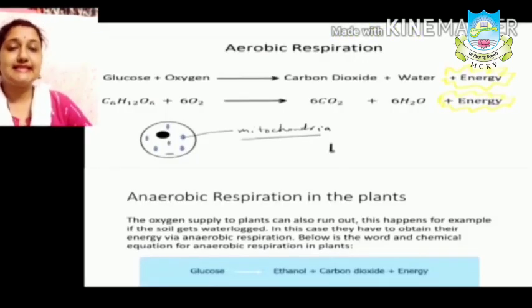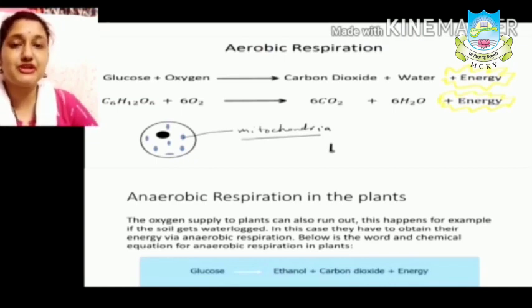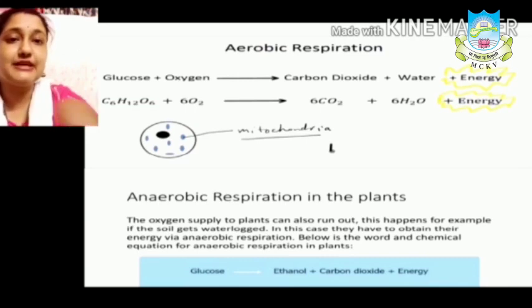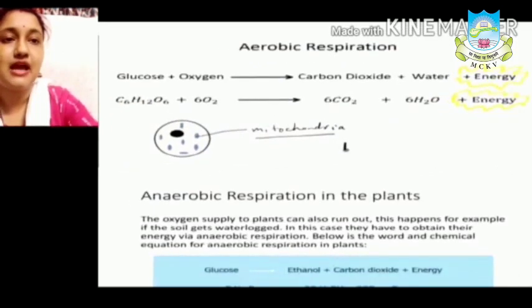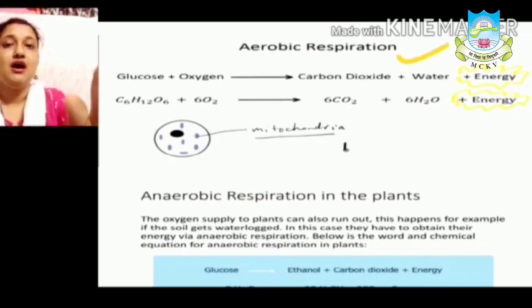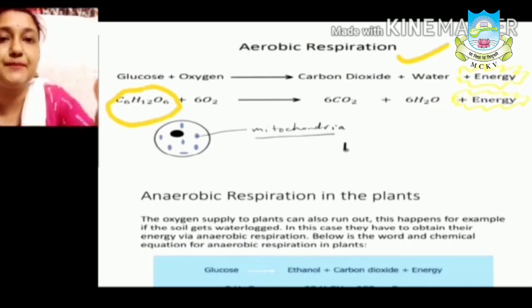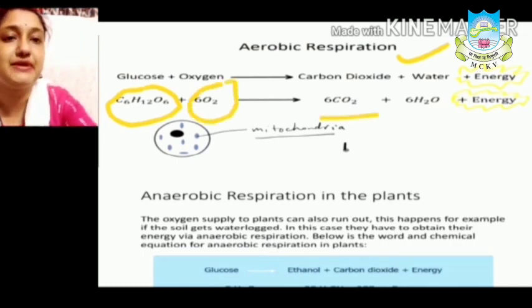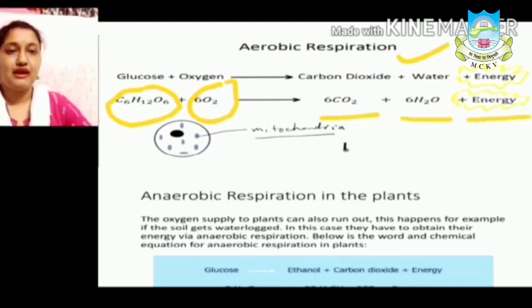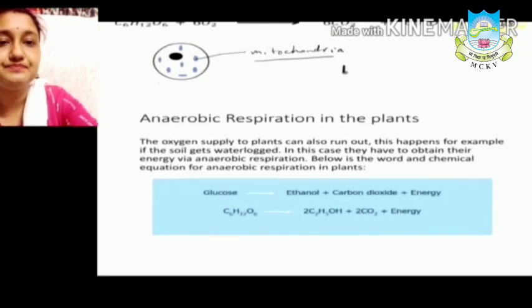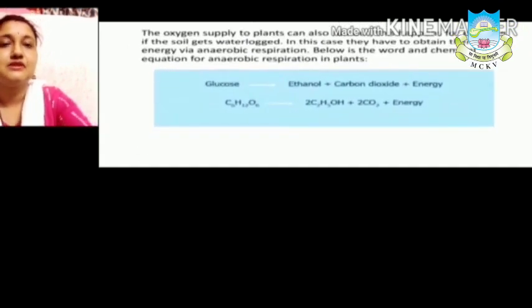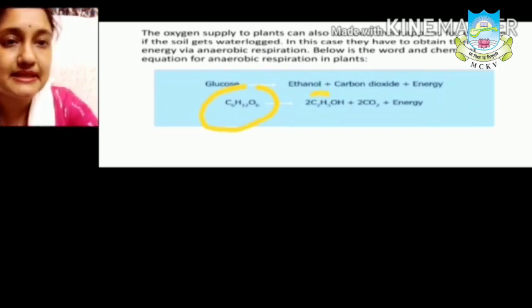In this slide, we can see the chemical equation for aerobic respiration and anaerobic respiration. We can see here in aerobic respiration, the glucose molecule will completely break down in the presence of oxygen and it will produce carbon dioxide, water and energy. Now come to the anaerobic respiration. We can see here the glucose molecule will incompletely break down and will produce ethyl alcohol, carbon dioxide and energy.